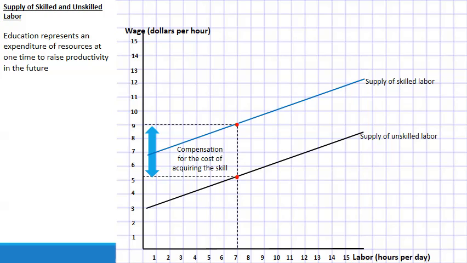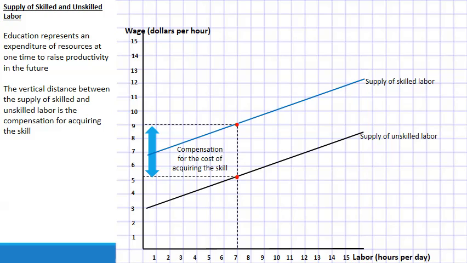So that's the thing, when you look at supply, skilled laborers make more than unskilled because they're basically being paid for acquiring the skill. You're being compensated. So while making less money early on, you'll make more money in the future, and that's your compensation for acquiring the skill that you are going to be using.